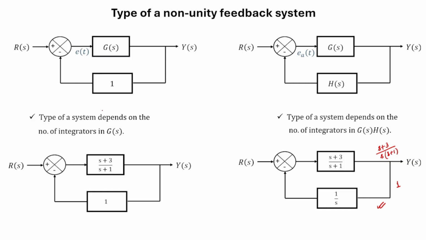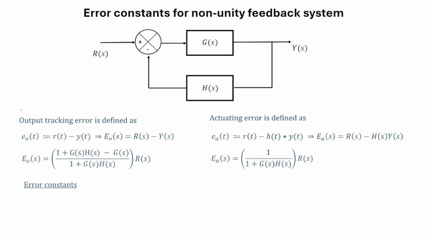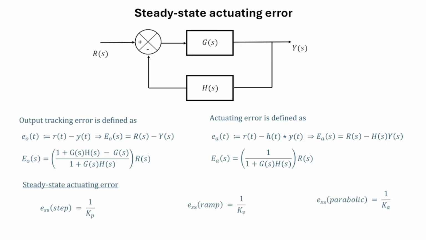Now, how does it relate to error constants? We had already found out error constants for unity feedback systems. In this case, again, the error constants will be defined in this way. Kp will be defined as the limit of s tends to 0 of GH. In the unity feedback case, it was the limit of s tends to 0 of G only. Kv, the velocity error constant, would be this, and the parabolic error constant would be this.